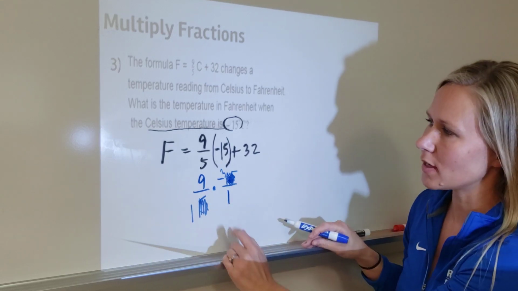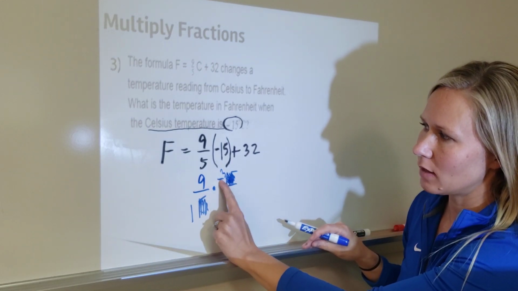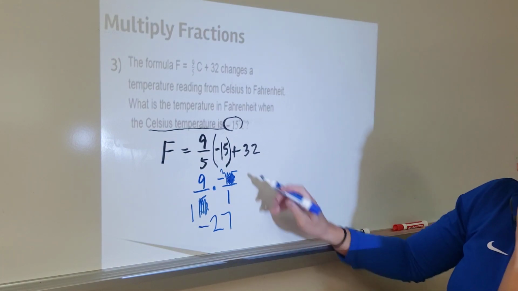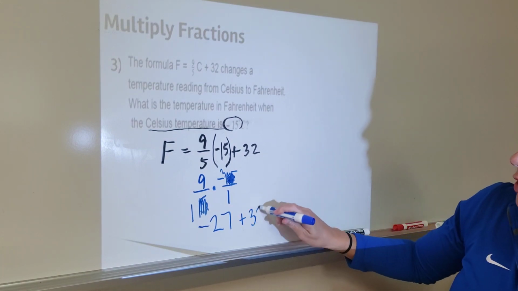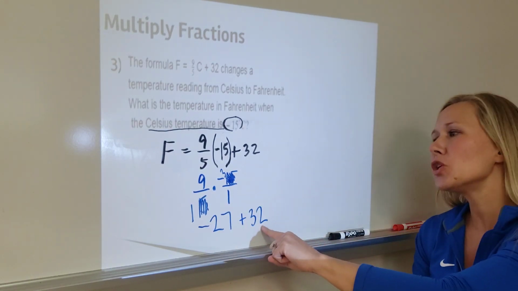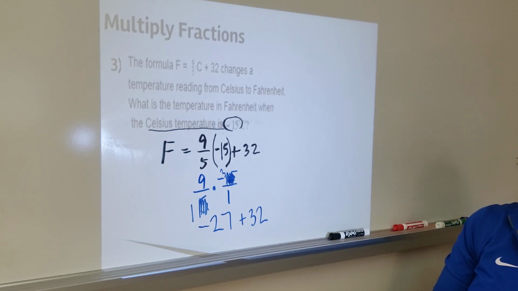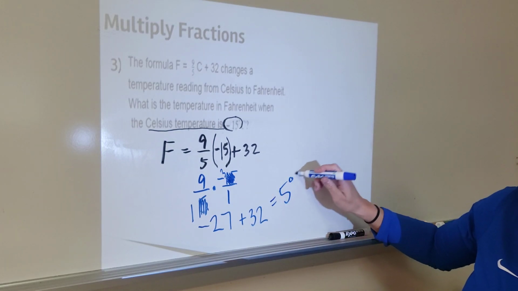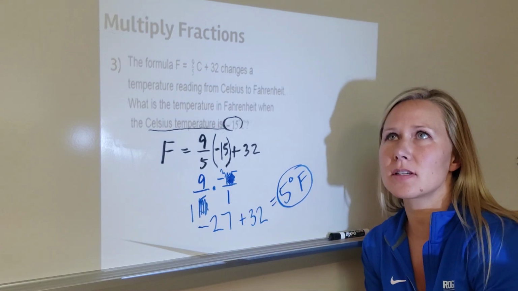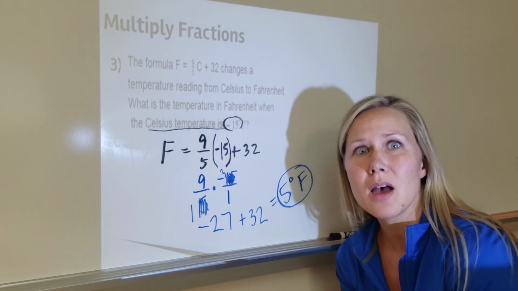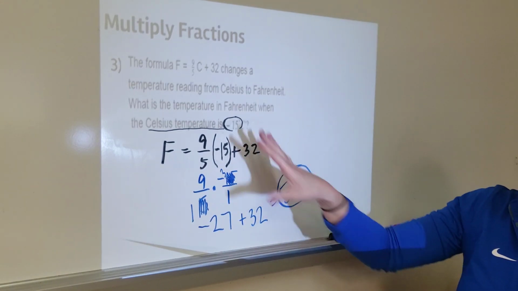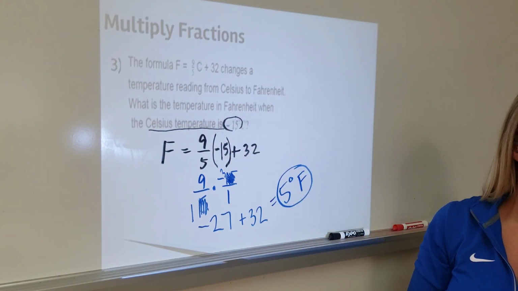Now I can multiply across. 9 times negative 3 would be negative 27. Okay? Then I can add the 32. So negative 27, and if I add 32, would be positive 5 degrees Fahrenheit. So really, negative 15 degrees Celsius, I mean, it feels really, really cold, but it's not terrible. It's not that bad if we change it to Fahrenheit. So that's how you would do this when you convert. So multiplying fractions.